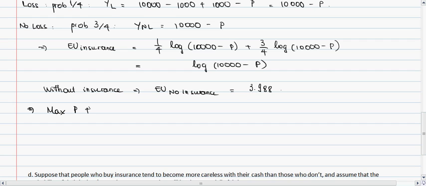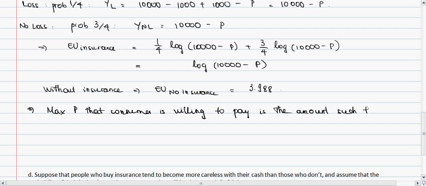So therefore the maximum premium that the consumer is willing to pay is the amount such that his expected utility from the insurance is going to be equal to expected utility from no insurance.